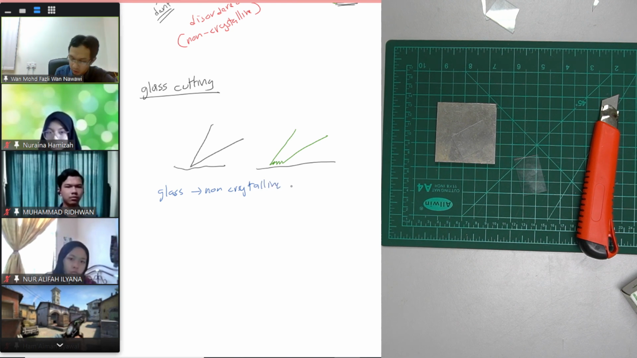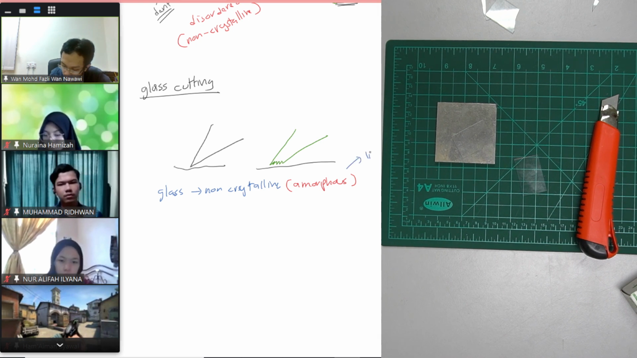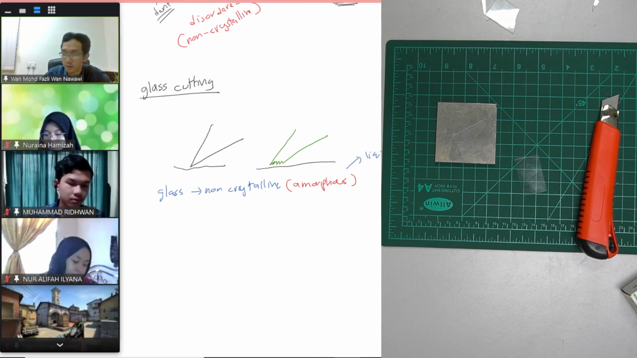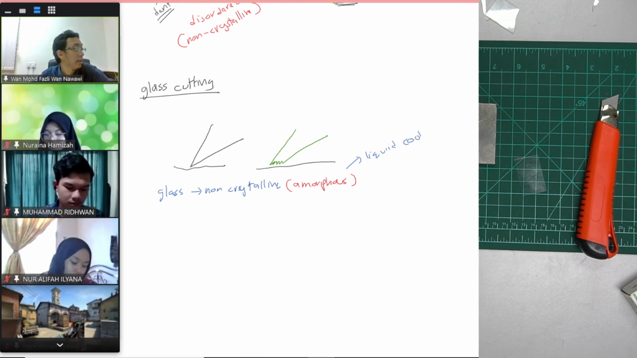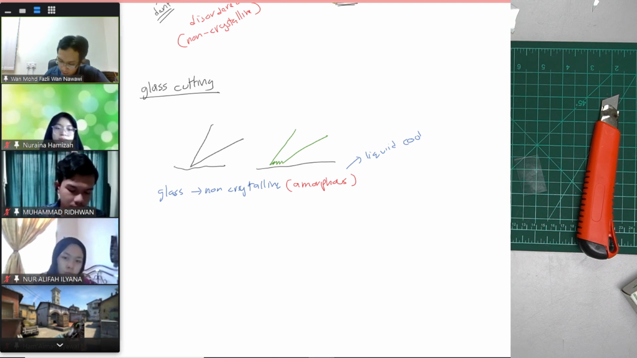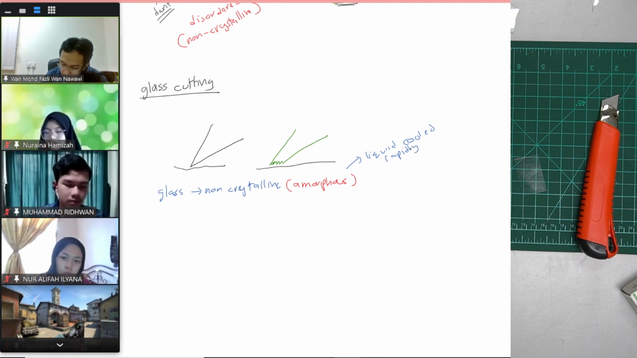Non-crystalline. When something is non-crystalline, we call it amorphous. This normally occurs when the liquid cools rapidly, so that the molecules don't have time to rearrange themselves.